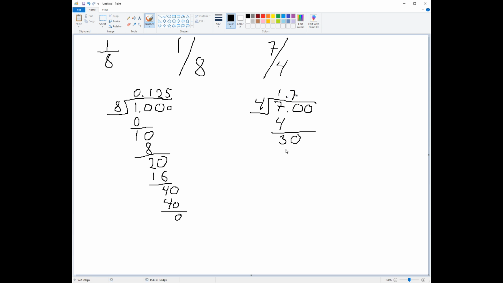7 times 4 is 28. 30 minus 28 is 2. And we take another 0 down. And if we have 20, how many times can we take 4? The answer is 5. And 5 times 4 is 20, leaving us with nothing. So 7 divided by 4 is 1.75. And that's how you change fractions to decimal numbers. I hope that helped.